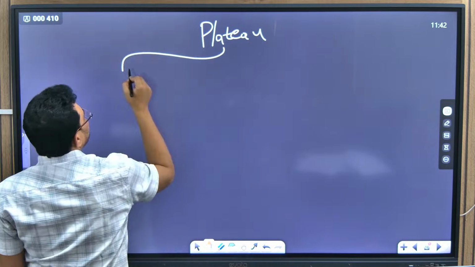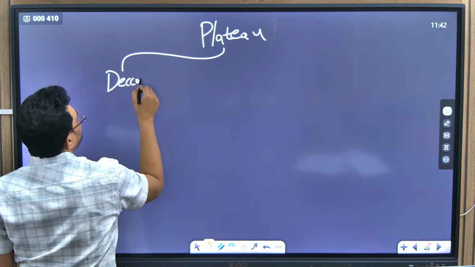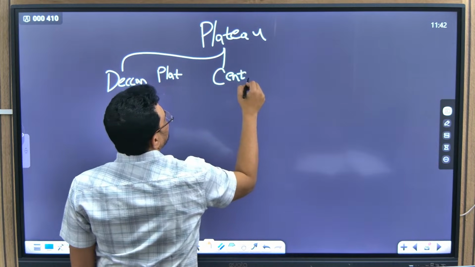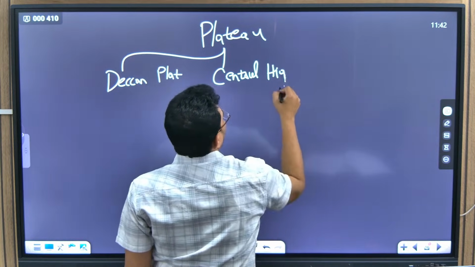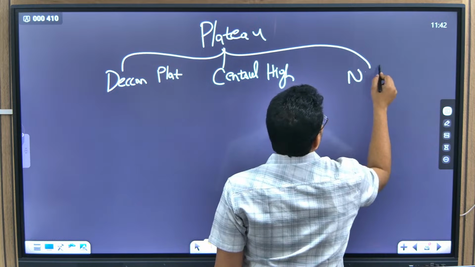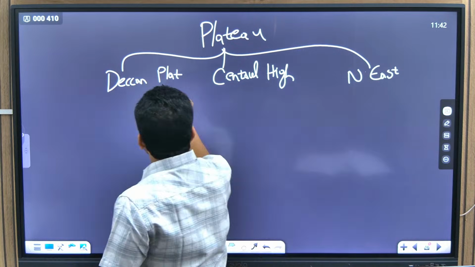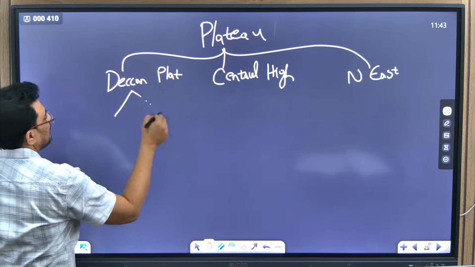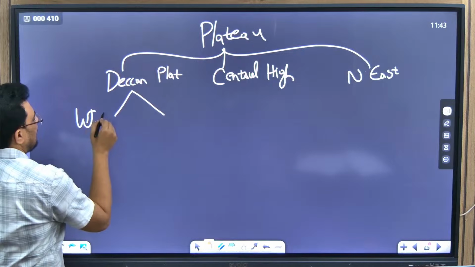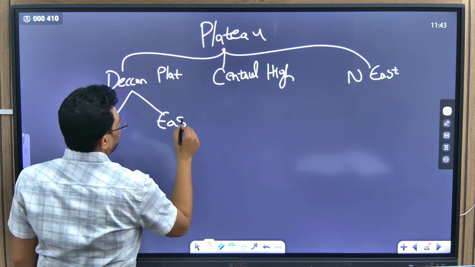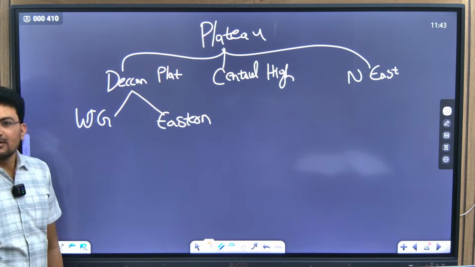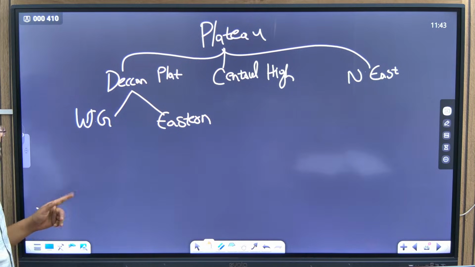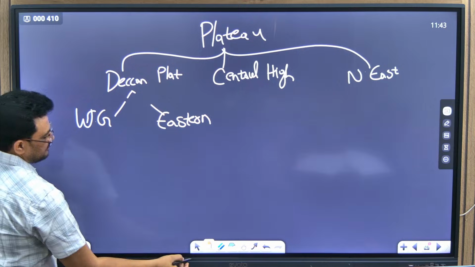Okay. So in the plateau region we have Deccan Plateau, Central Highlands, and Northeast Plateau. So in the Deccan Plateau, what they have discussed in your book is Western Ghats and Eastern Ghats. Okay, so it is very important for us to know both these Eastern Ghats and Western Ghats. Let us compare them.